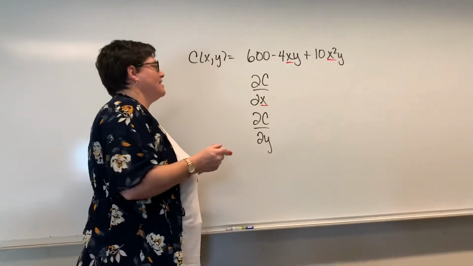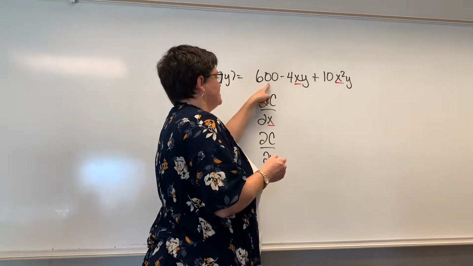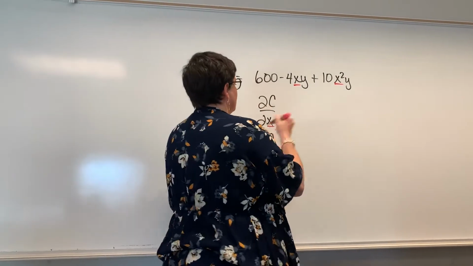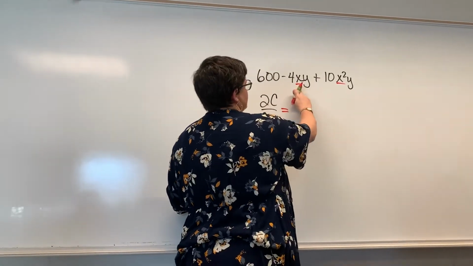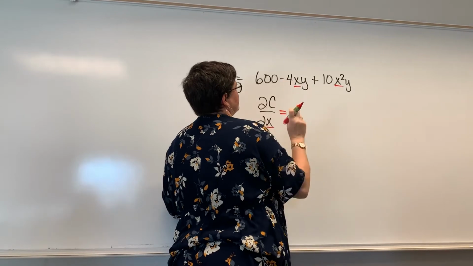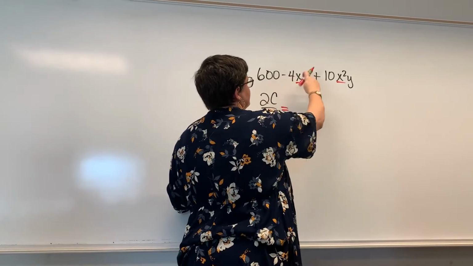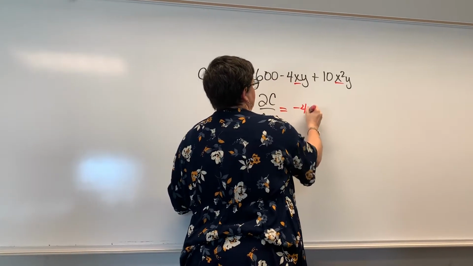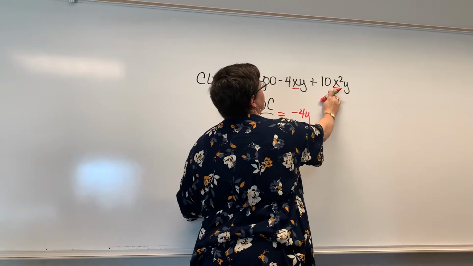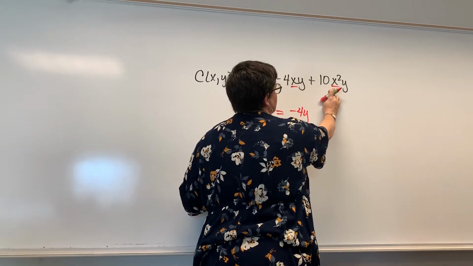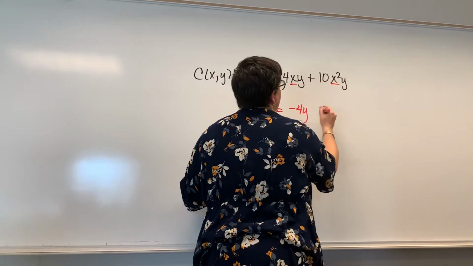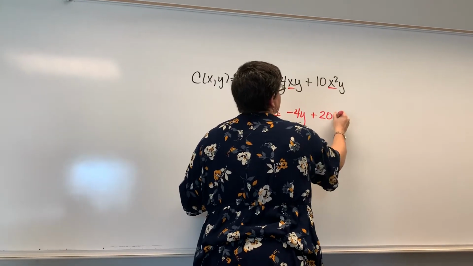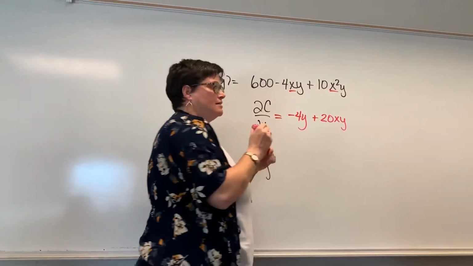y and everything else. So what's going to happen to this constant by itself? It's going to kill it. Kill it, killer. What about this? What's the derivative of x by itself? 1. Minus 4y goes along for the ride. What's the derivative of x squared? 2x times 10y becomes 20xy. Nick, do you see that?